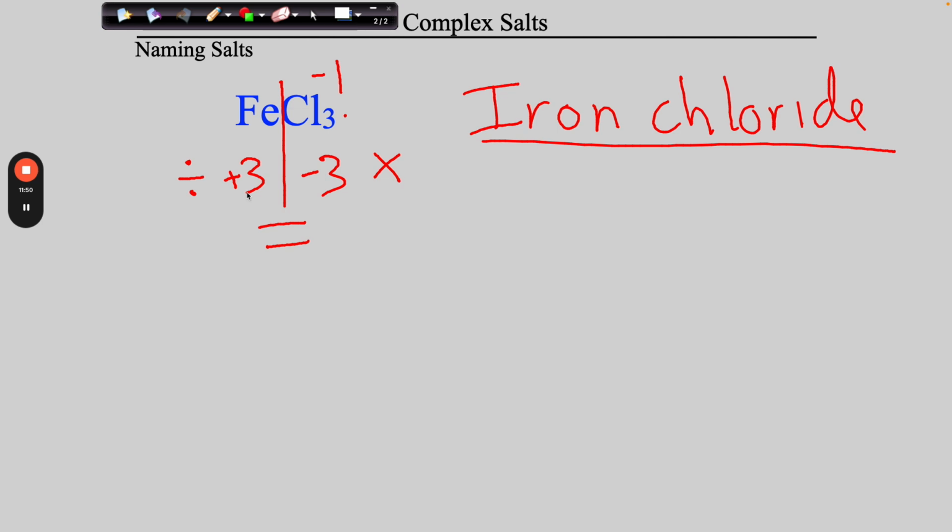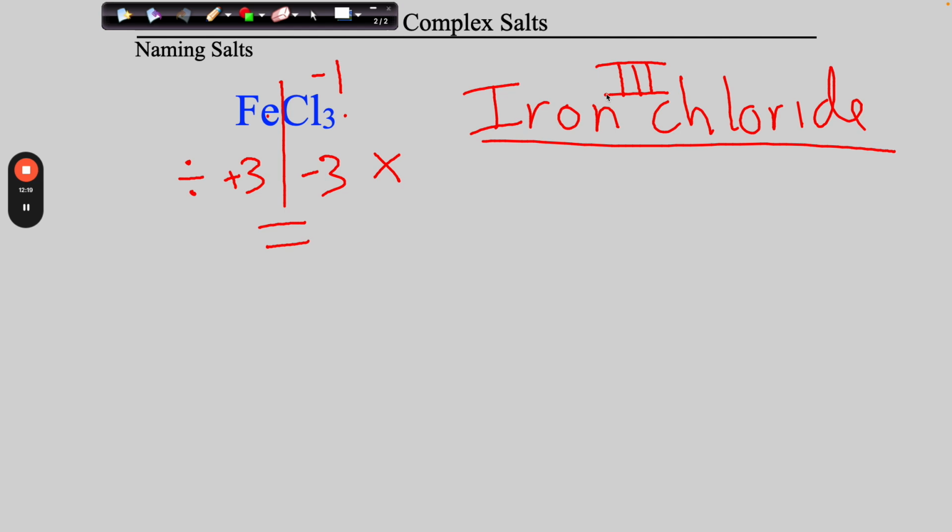And then we've got to figure out the charge of iron. So we go 3 divided by 1 because there's only 1 iron. So 3 divided by 1 is equal to 3. So this would be iron 3 chloride. And it should be written on the same line. I just had to put it up above because it didn't quite fit. To name this, it is iron 3 chloride.